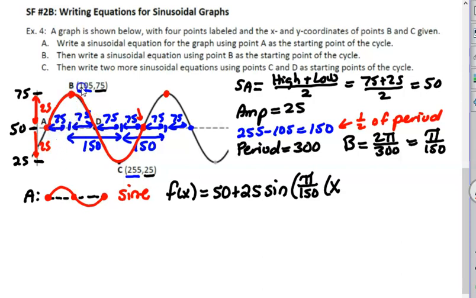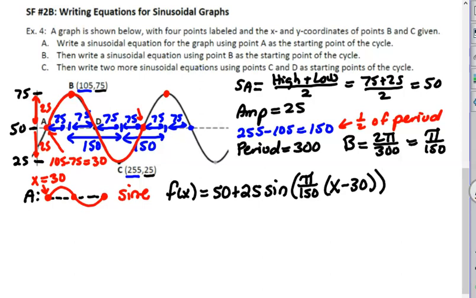Now, I know that the x-coordinate of point B is 105. So I need to go 75 backwards from 105. So this value right here is going to be 105 minus 75 equals 30. So my starting point is actually going to be at x equals 30 here. X equals 30. I wish I'd made this a little bigger. It would have been helpful. So this is going to be x minus 30 for the starting point.